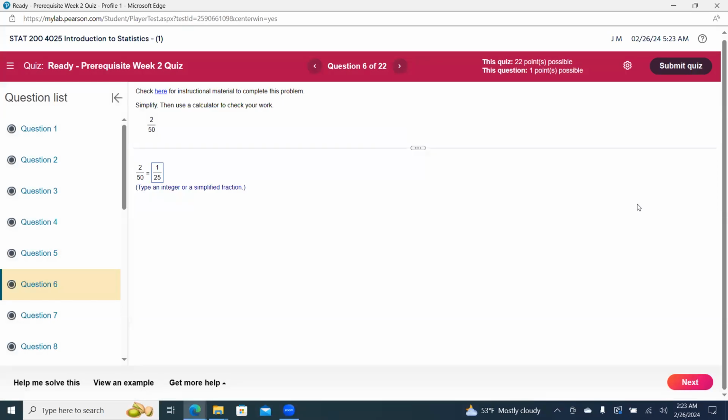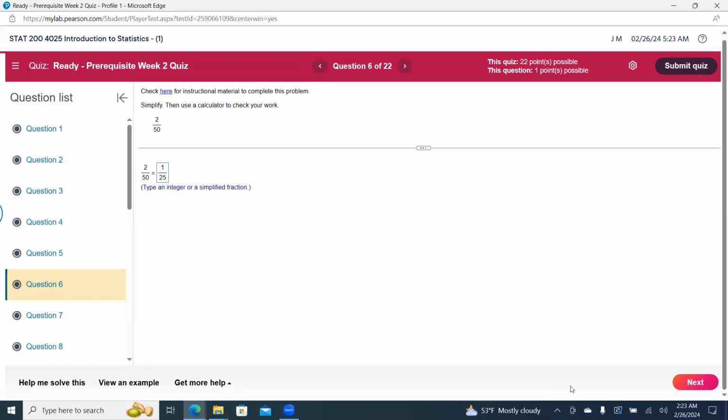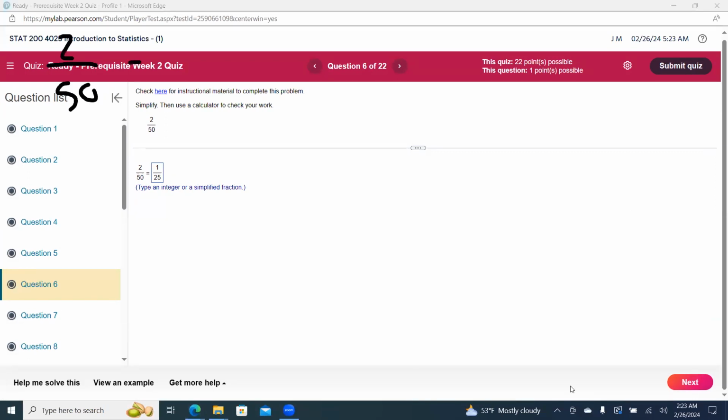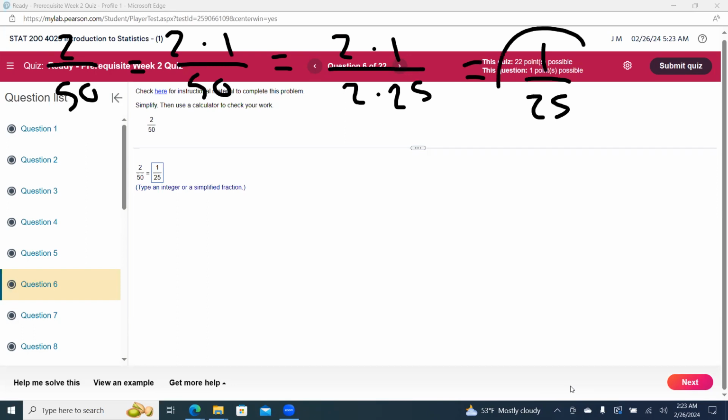Okay, so reducing a fraction, if we have 2 over 50 equals 2 times 1 over 50. We factor top and bottom, 2 times 1 over 2 times 25. The 2's cancel, and it's 1 over 25.